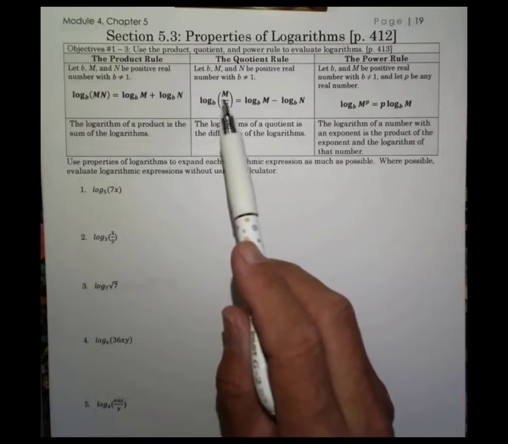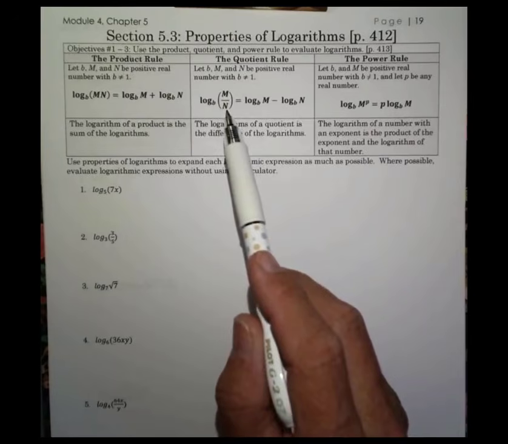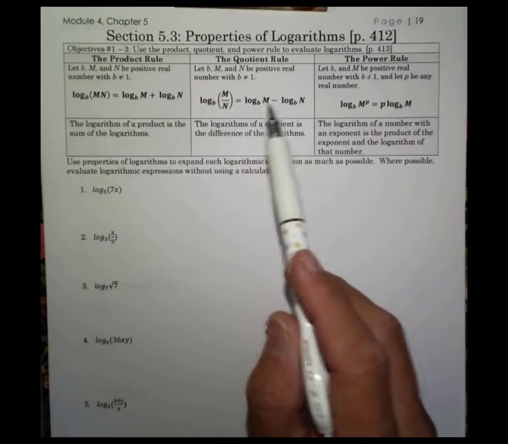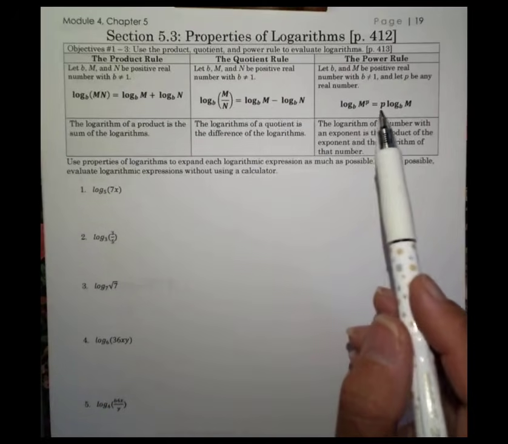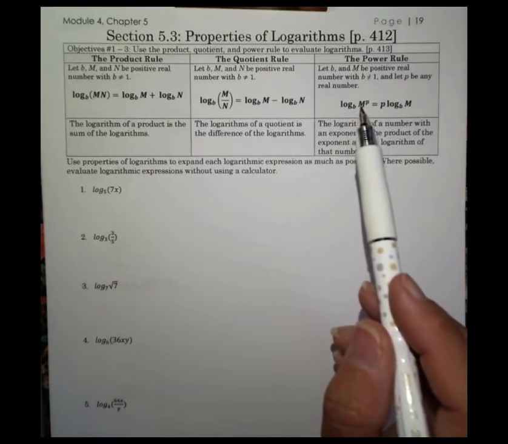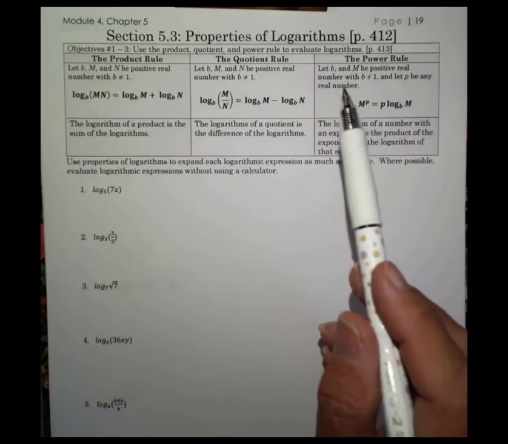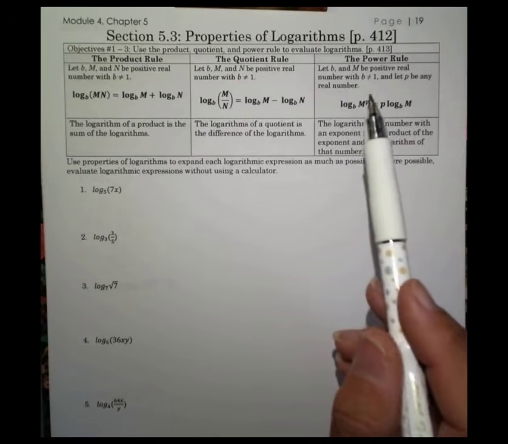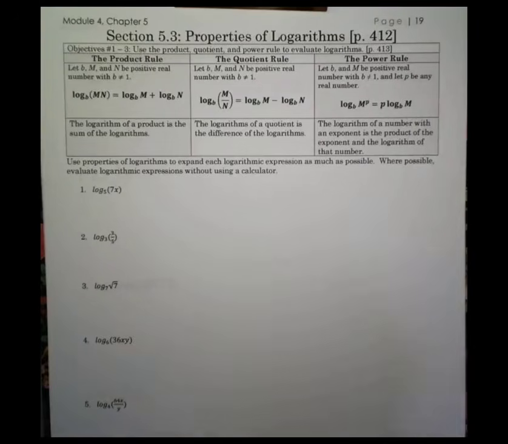Now, the quotient rule says sort of the opposite of that. If we have division, if the argument is being divided and it's the same base, well, we can just subtract the numerator first and the denominator next. And then the last one is the power rule. It says if we have log base b and it has an argument that is raised to a certain power, then we bring that exponent around to the front and multiply it times the log of that base times that argument. So those are things we're going to find are very convenient.